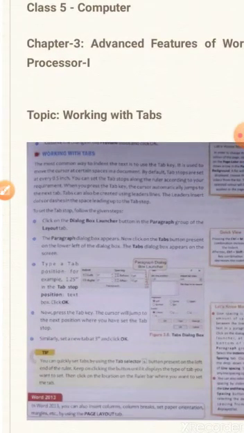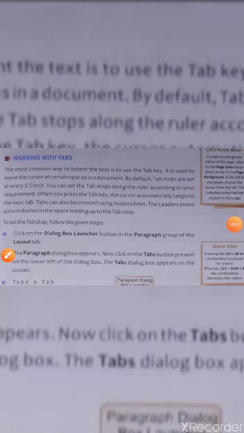Working with tabs. Now, working with tabs means giving space from the margin to the place where you are going to start typing your text, or giving space between the text. If you want to create columns without creating a table, that can also be done through this tab.